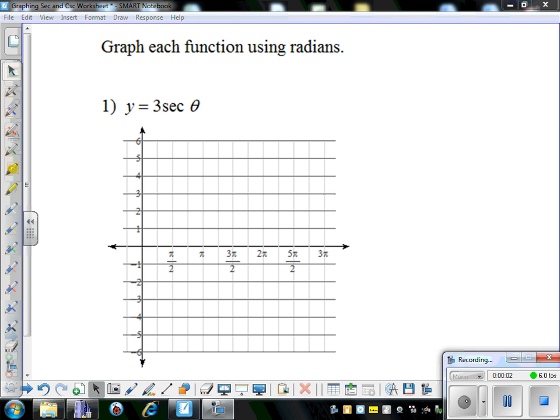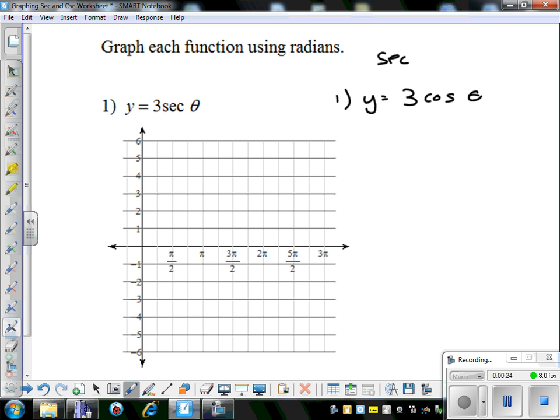All right, in today's worksheet that I gave out in class, we're going to go through 1 through 12. Now, on number 1, it says y equals 3 secant theta. The first thing we're going to do is graph y equals 3 cosine theta, because remember, the secant of theta equals 1 over cosine theta. So we're going to graph the cosine first and then make our parabolas very last.